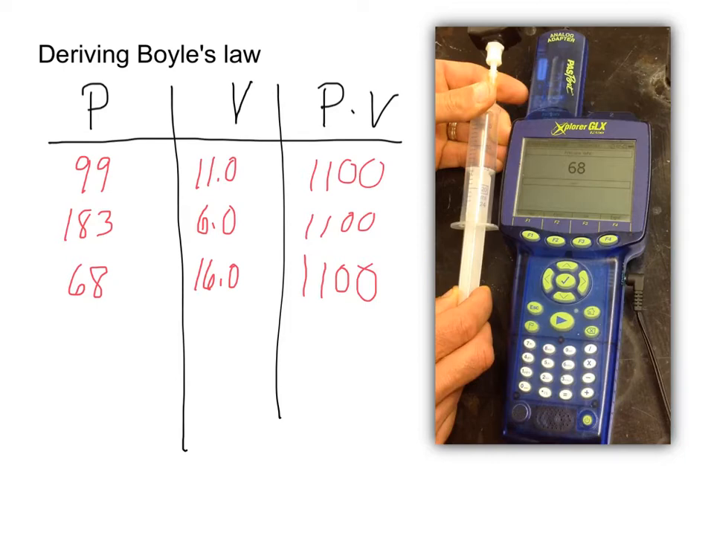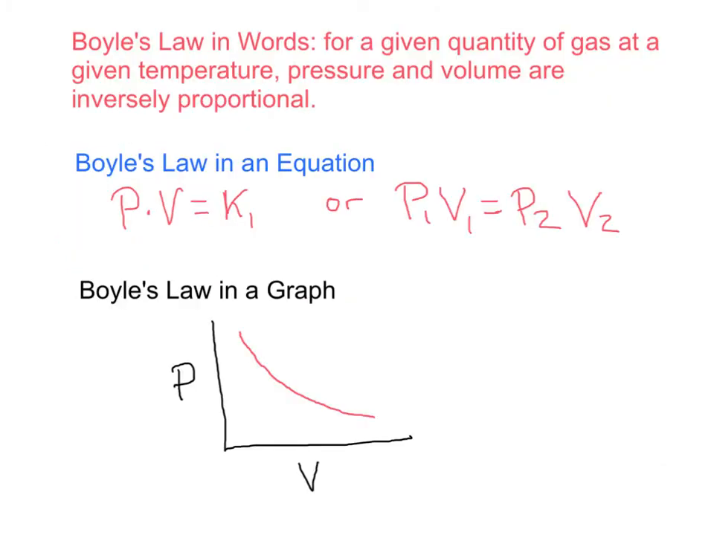All right, so Boyle's law states that for a given quantity of gas at a given temperature, pressure and volume are inversely proportional. And you should write that down. Yes, and the equation comes in two forms. We have Boyle's law as P times V equals K1. That's just what we proved in the last slide.